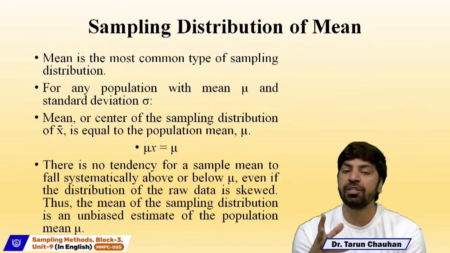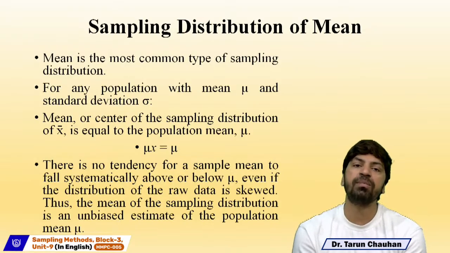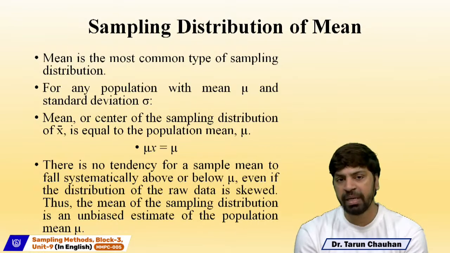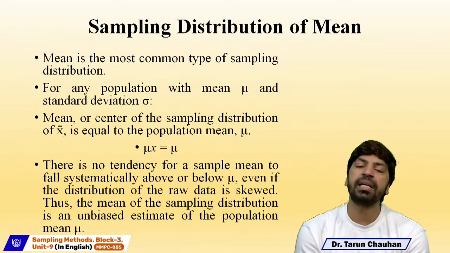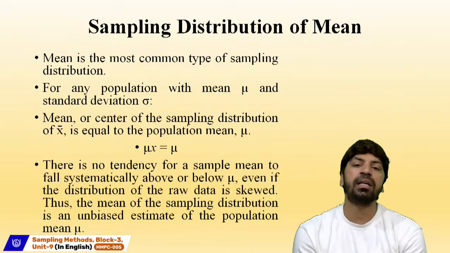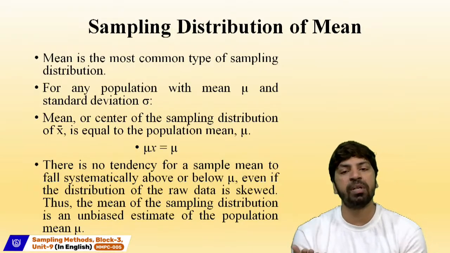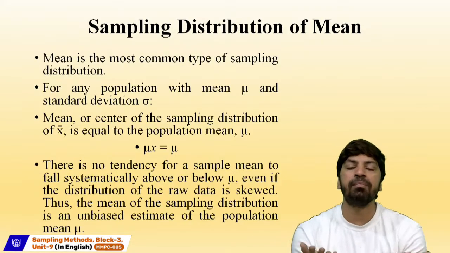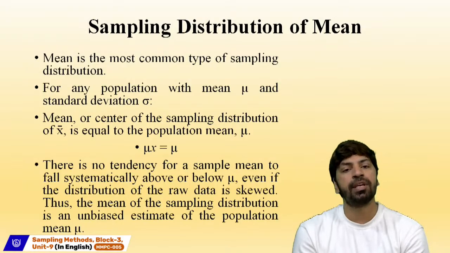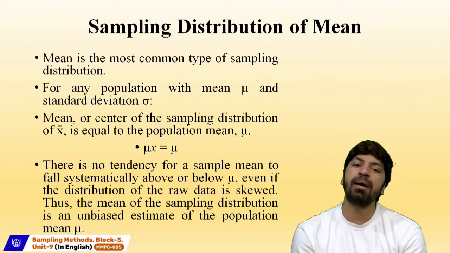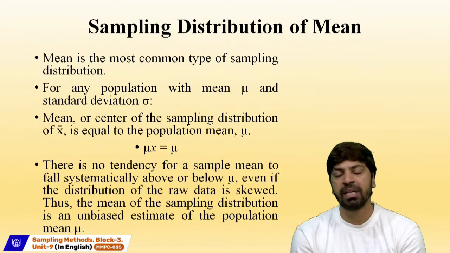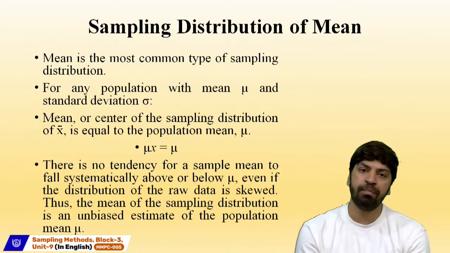So the condition of the sampling distribution of mean is that the population mean is equal to the sample mean. That means there is no tendency of the sample mean to fall systematically above and below, because the population mean and the sample mean are both equal. This holds even when the raw data is skewed. So the mean of the sampling distribution, we can say, is an unbiased estimator of the population mean.